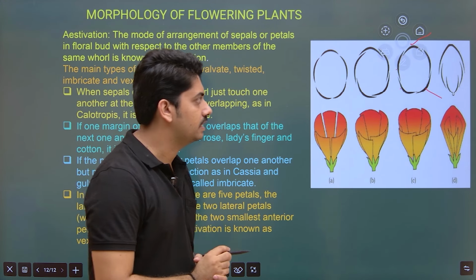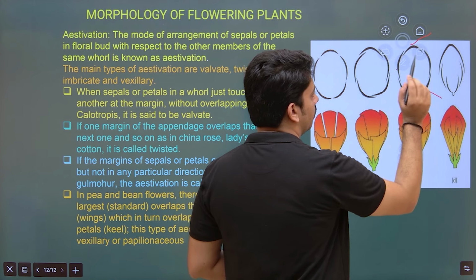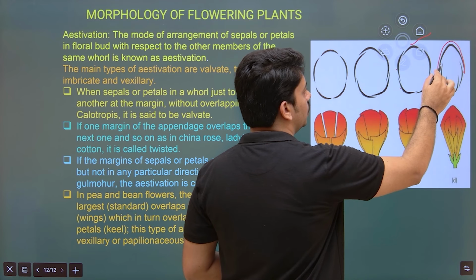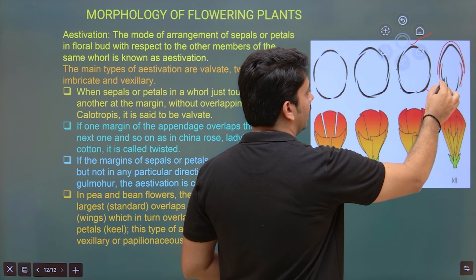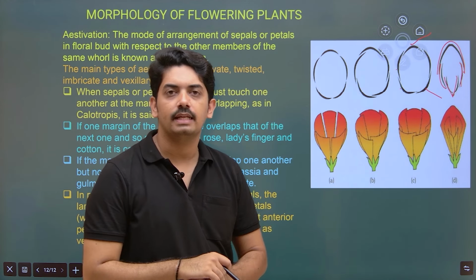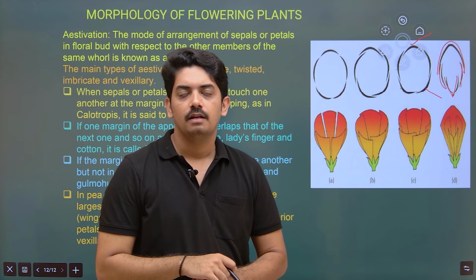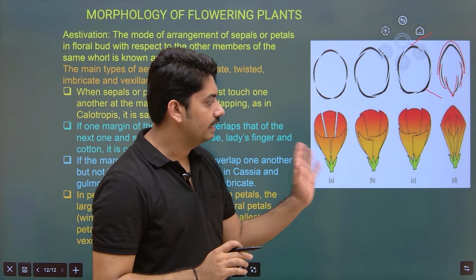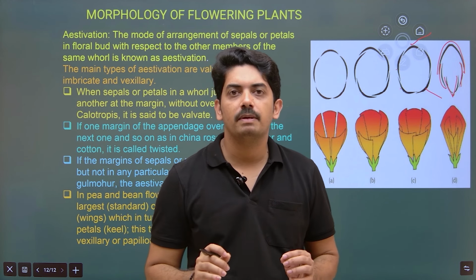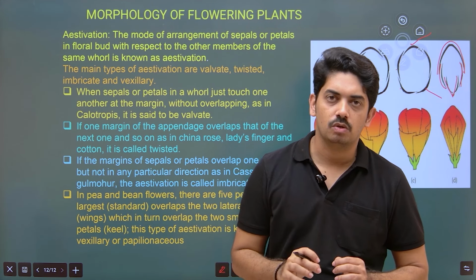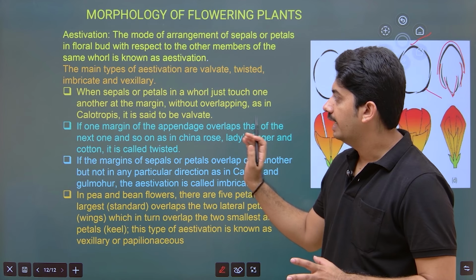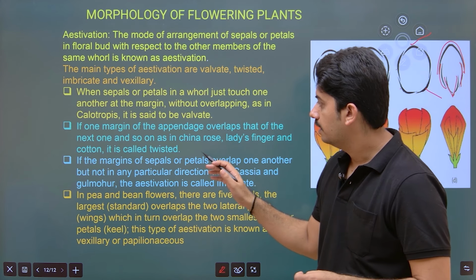called imbricate aestivation. In the case of vexillary aestivation, there is one standard petal, two wing petals, and a fused keel petal. Very common in the case of Fabaceae. Okay, that is the vexillary aestivation. What is aestivation actually? Arrangement of sepals and petals in a bud condition is called aestivation. Now let us see some examples of aestivation.